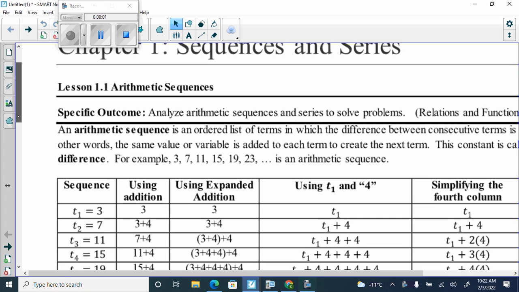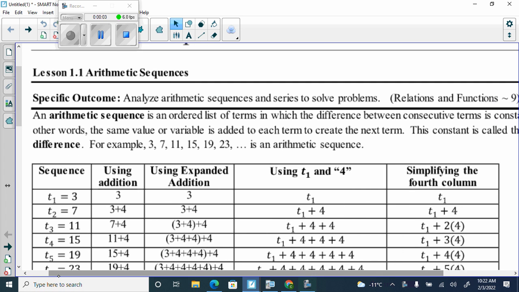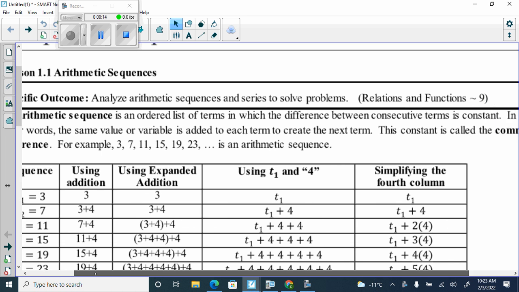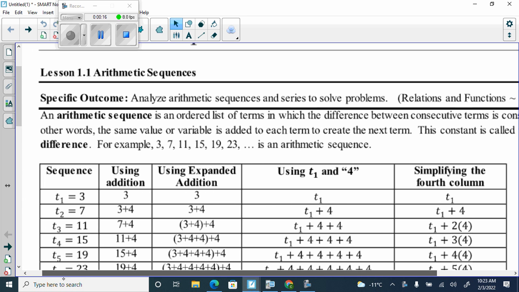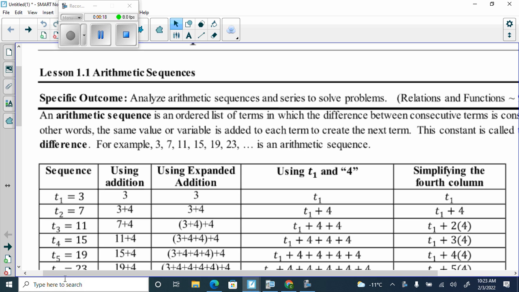Arithmetic Sequences is our first lesson. An arithmetic sequence is an ordered list of terms in which the difference between consecutive terms, this term, then this term, then this one, is constant. In other words, the same value or variable is added to each term to create the next term. The constant is called the difference, constant difference.